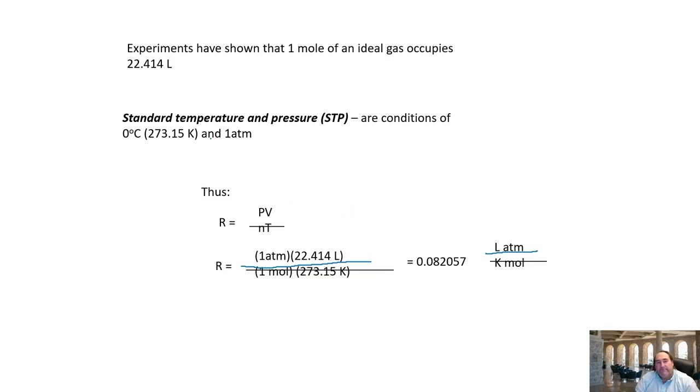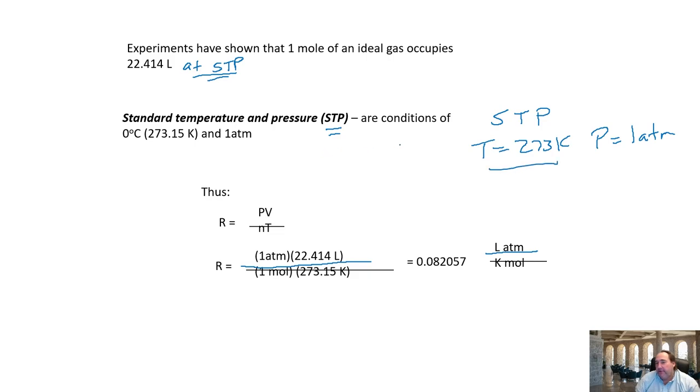All right. So experiments have shown that one mole of an ideal gas will occupy 22.414 liters. This is at what is known as STP. So let's talk about what STP stands for. STP stands for standard temperature and pressure. And when somebody says in a problem that this is happening at STP, they are actually giving you values. At STP, the temperature is 273 Kelvin and the pressure is 1 atmosphere.